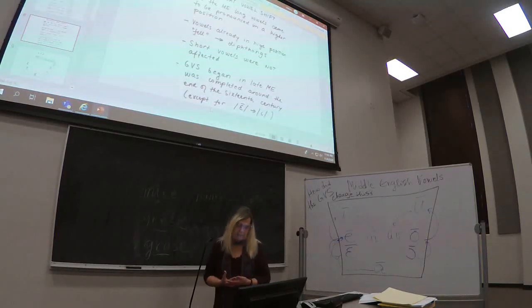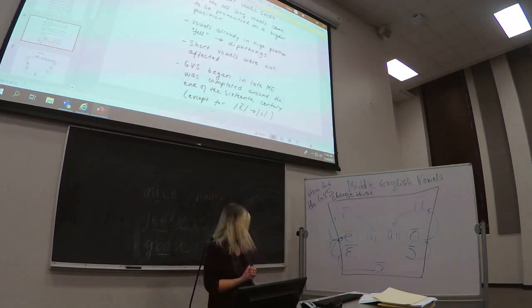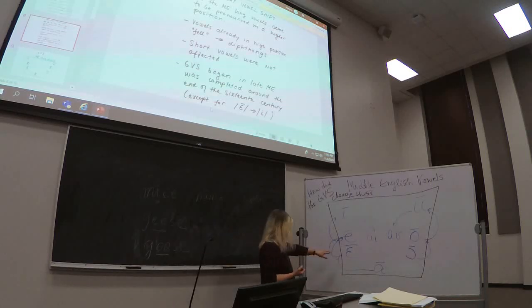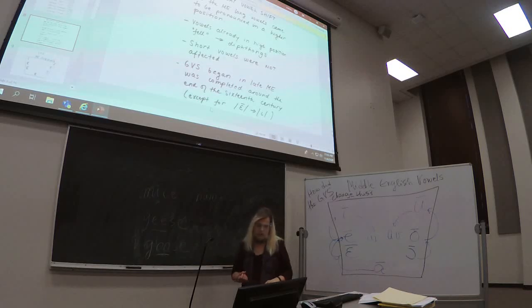When did this begin? It started in late Middle English, and it was completed around the end of the 16th century, except for the change when the low A first became E and sometimes went all the way to E, and that had not been completed quite yet.